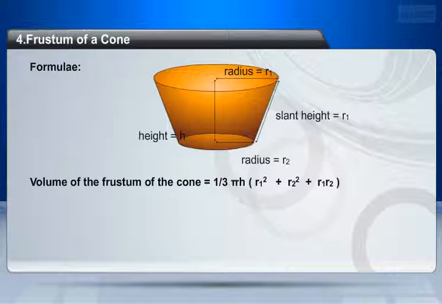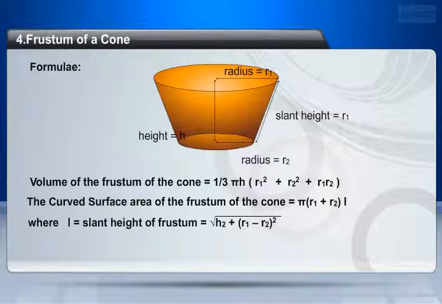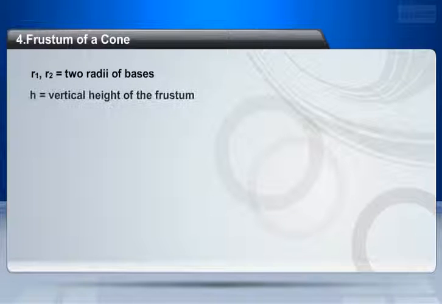Volume of the frustum of the cone equals 1/3 π h (r1² + r2² + r1 r2). The curved surface area of the frustum of the cone equals π (r1 + r2) L, where L equals slant height of frustum, that is √(h² + (r1 − r2)²). Here, r1, r2 are two radii of bases. h is the vertical height of the frustum.